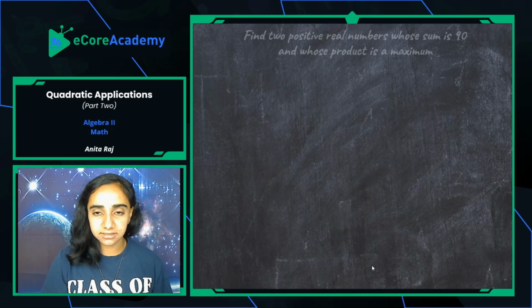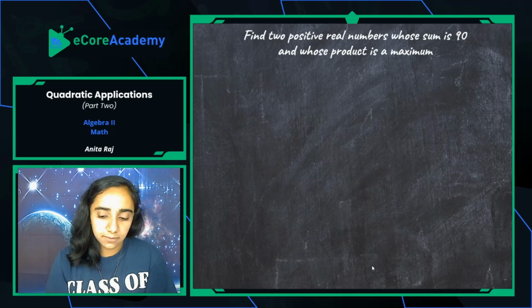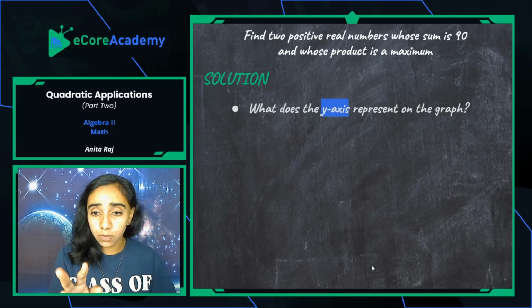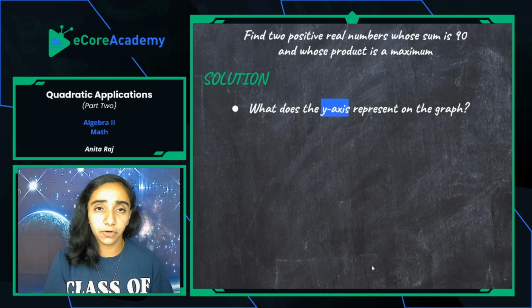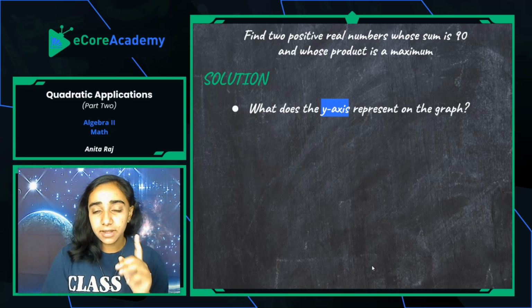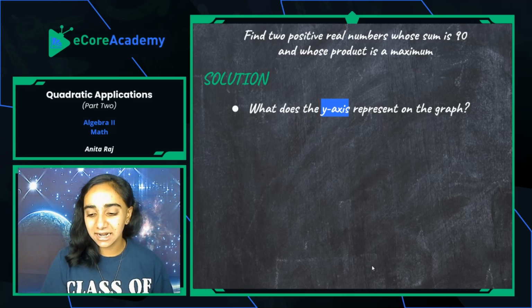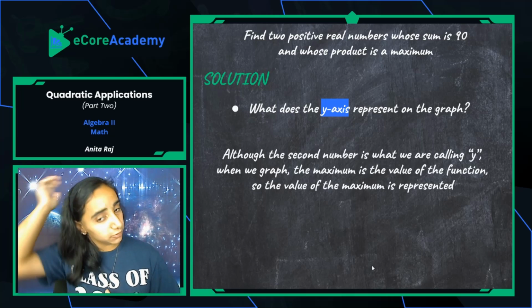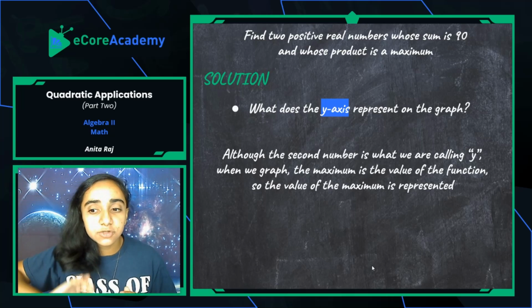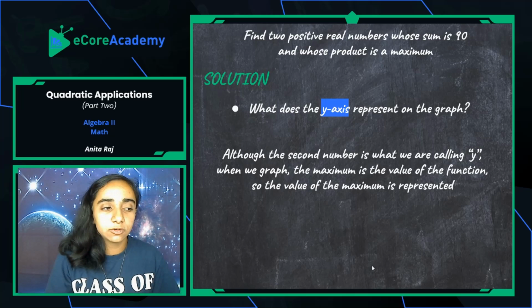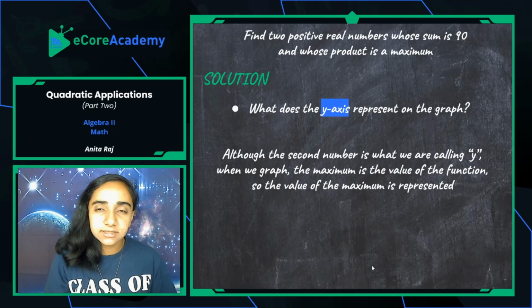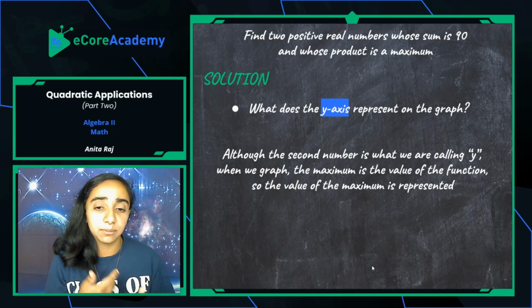Okay, let's go to the next slide. Here is the same problem at the top of the screen. Here's our third question. What does the y-axis represent on the graph? Remember, your y-axis is your vertical axis. It is what we call your dependent variable. Well, what exactly does this represent? Now is when things get a little bit confusing, so stick with me. Although the second number is what we're calling y, remember x is equal to our first number, y is equal to our second number, 90 equals our sum, and p is our maximum product.